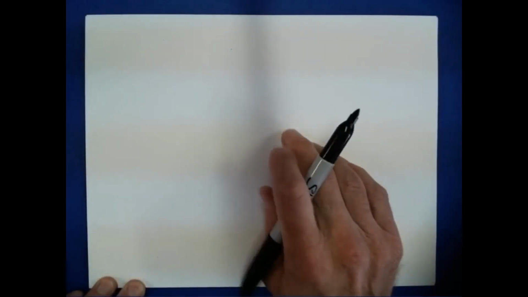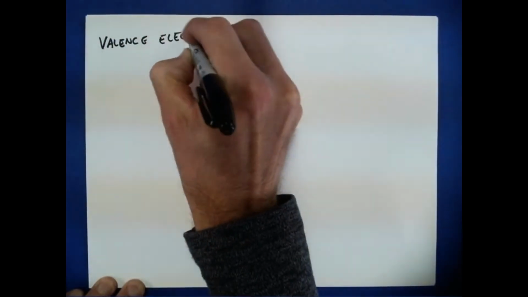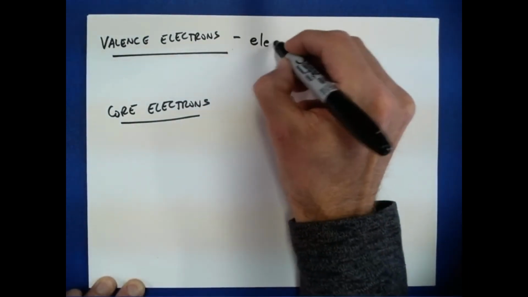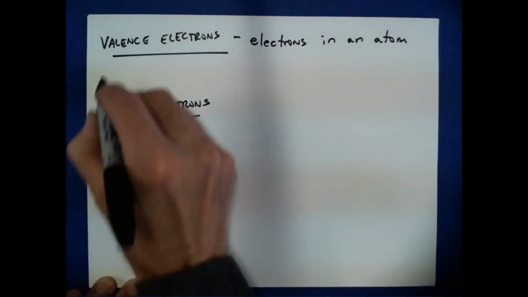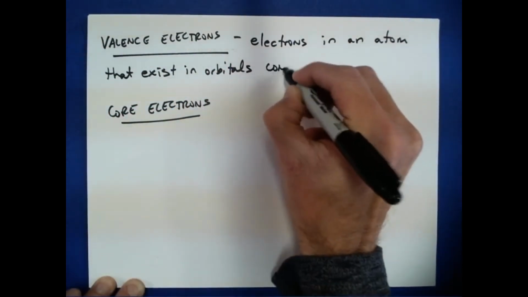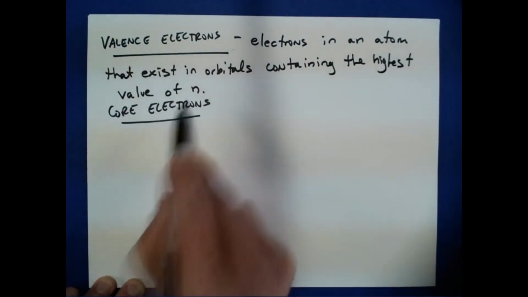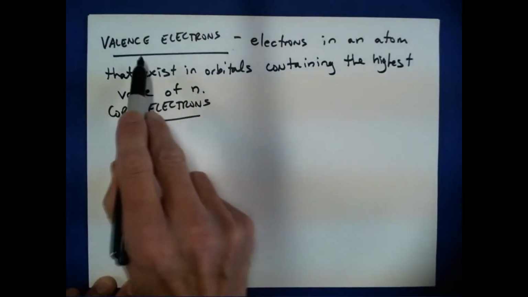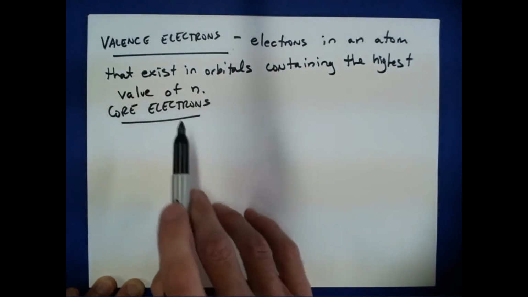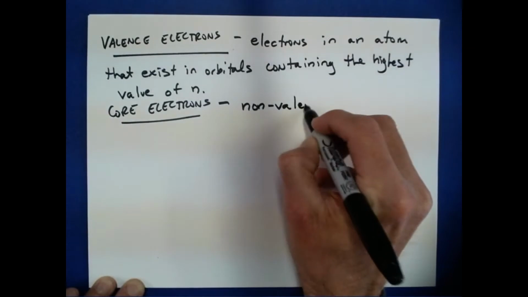All right, we are going to discuss the difference between valence electrons and core electrons. Valence electrons are electrons in an atom that exist in orbitals containing the highest value of n, n being the principal quantum number. It's these electrons, the valence electrons, that are going to determine the chemistry for the atom, the chemical properties. The core electrons are just non-valence electrons.